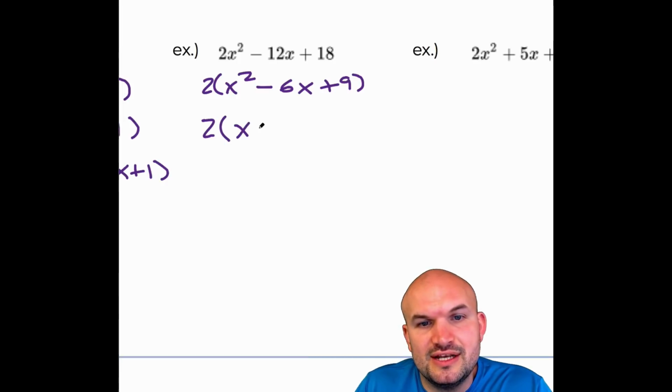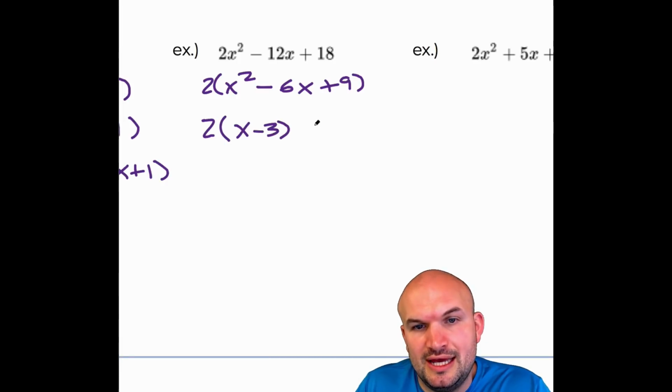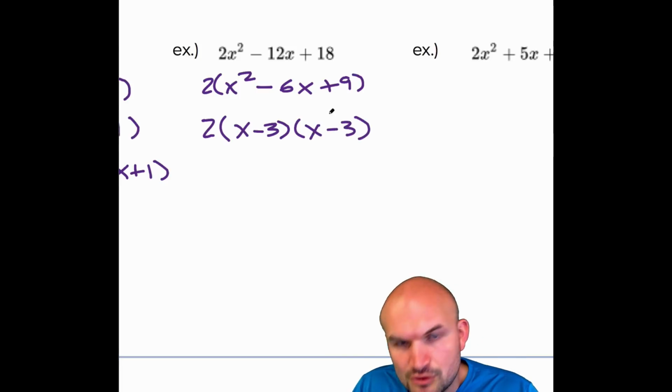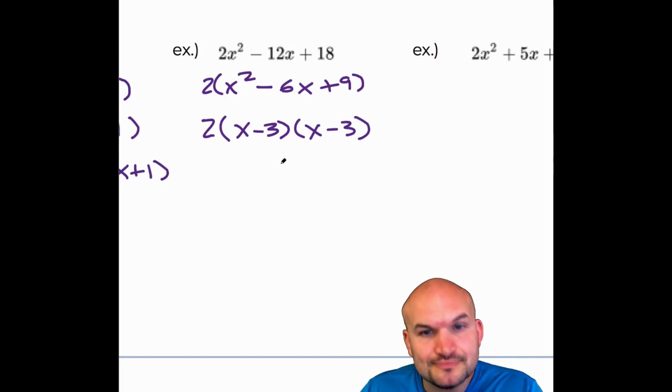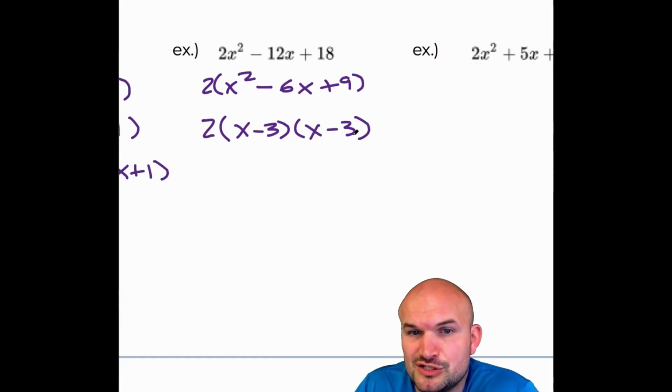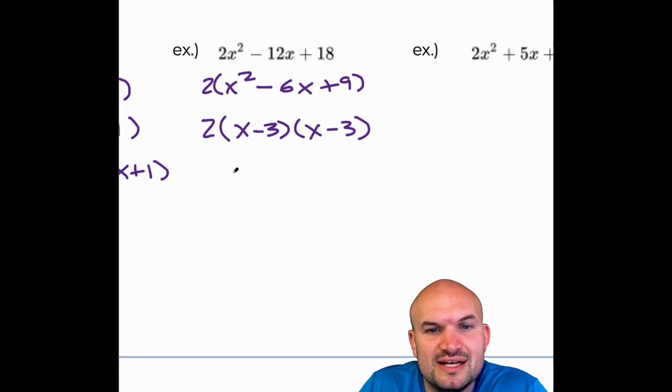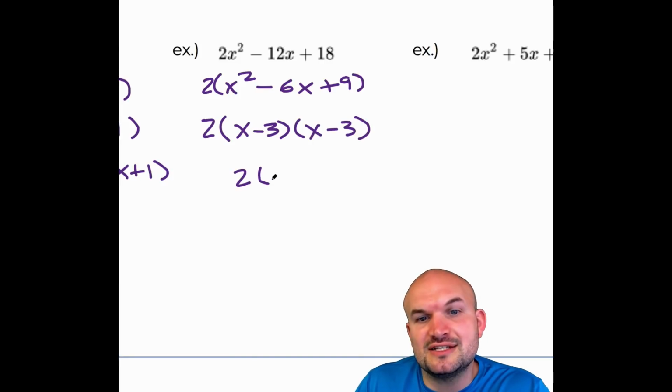Now, there's another special case, which we call a perfect square trinomial, and that produces a binomial squared. Well, this isn't squared yet, but you see that the two factors are exactly the same. So a simplified version that we could write this as is 2 times (x minus 3) squared.